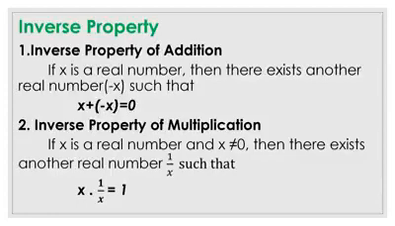So it is said that if the sum of two real numbers is 0, then the real numbers are said to be additive inverses or the opposites. Then if the product of two non-zero real numbers is 1, then the real numbers are the multiplicative inverses or the reciprocals. And the last property is the zero property.